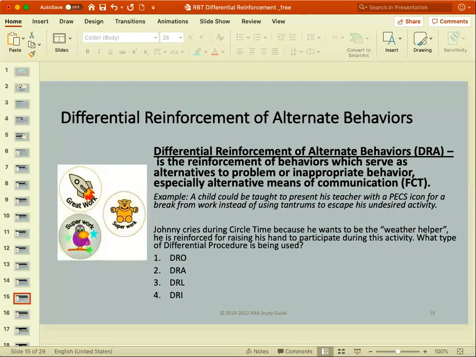An example: Johnny cries during circle time because he wants to be the weather helper. He is reinforced by raising his hand to participate during this activity. So you could say this is a tangible condition. He wants socially mediated positive reinforcement in the form of being weather helper. What type of differential reinforcement is being used? We have DRO, DRA, DRL, and DRI.